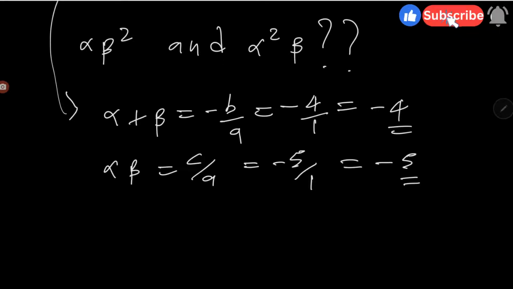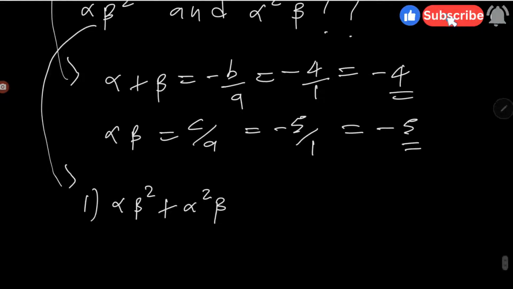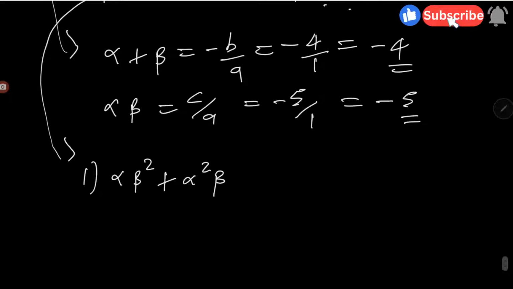So for these two roots now, I need to find the sum. So the sum will be alpha beta squared plus alpha squared beta. So the goal is to express this sum in the form that will have alpha plus beta and alpha beta, so that we can replace the value for the sum and the value for the product.